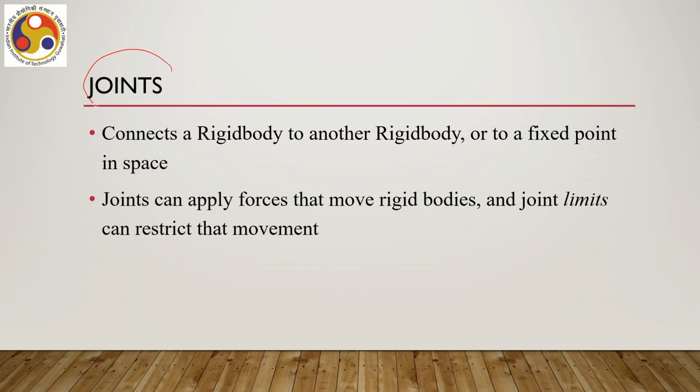Next is joints. A joint connects a rigid body to another rigid body or to a fixed point in space. Joints can apply forces that move the rigid bodies, and joint limits can restrict that movement. So, using the concept of joints, we can control the movement of specific objects, specific characters in a more realistic way.